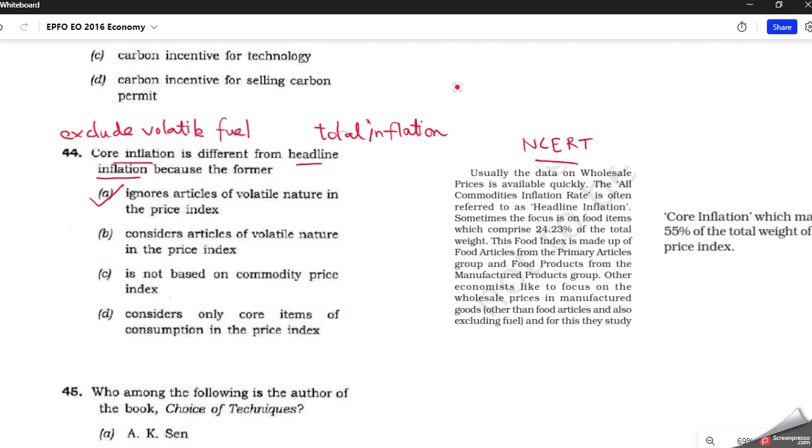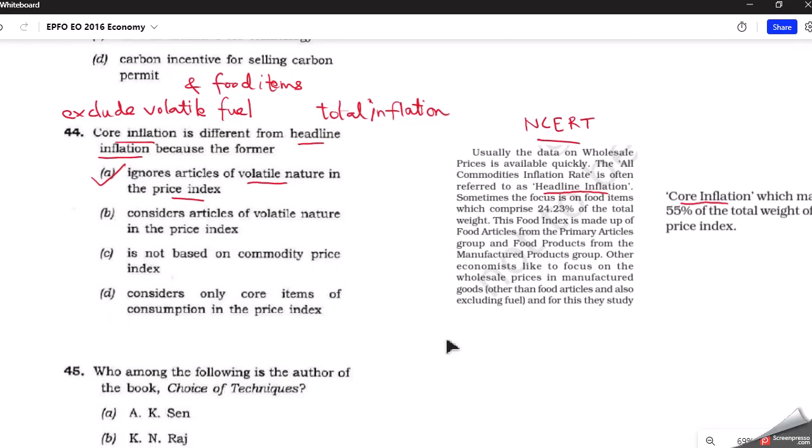Fuel and food items. So that is what is asked here, that core inflation ignores the articles of volatile nature in the price index. Even here it is seen that they have talked about headline inflation and core inflation. So the question is quite easy and could have been easily answered.